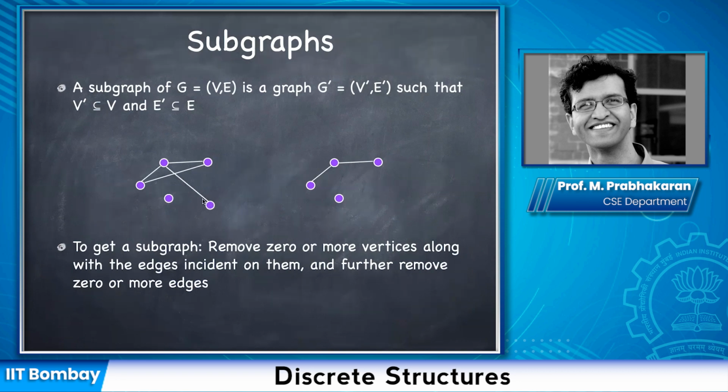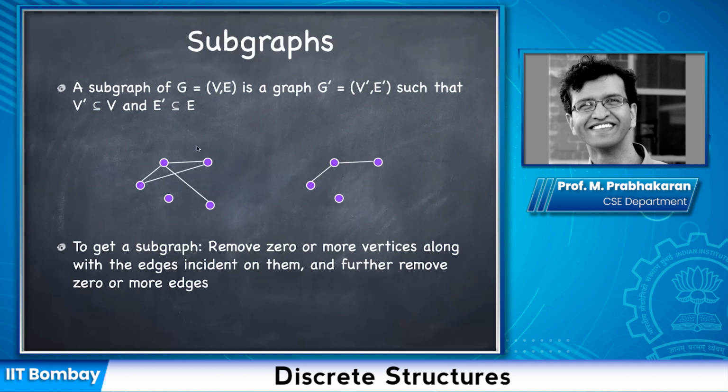So in this case, there's one edge you had to remove just because you removed this vertex. And further, you may decide to remove more edges. In this case, there was another edge, and you just decided to remove that edge also. So to get a subgraph, you first remove some vertices along with all the edges incident on them, and then further you can remove some edges if you want to. That is what a subgraph is.